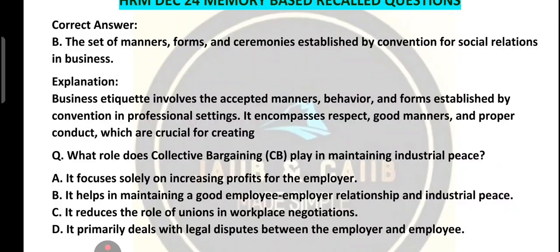Option C, it reduces the role of the union. No. Collective bargaining involves the union directly. It actually gives the union a stronger voice to represent employees. So instead of reducing their role, it depends on them. Option D, it primarily deals with legal disputes. See, legal disputes are handled in labor courts or tribunals. Collective bargaining is more about avoiding the legal fight.